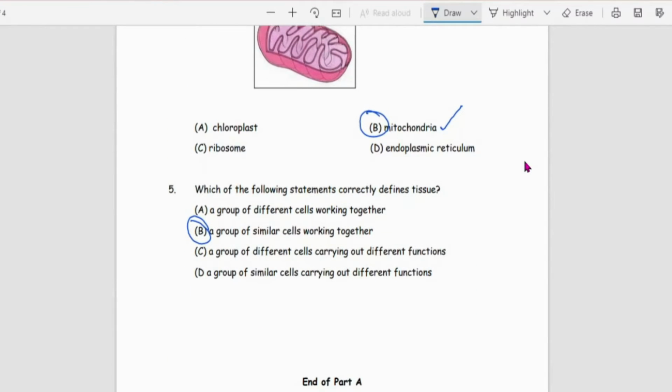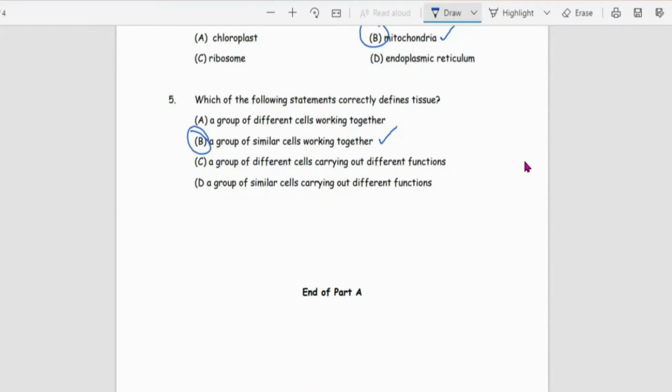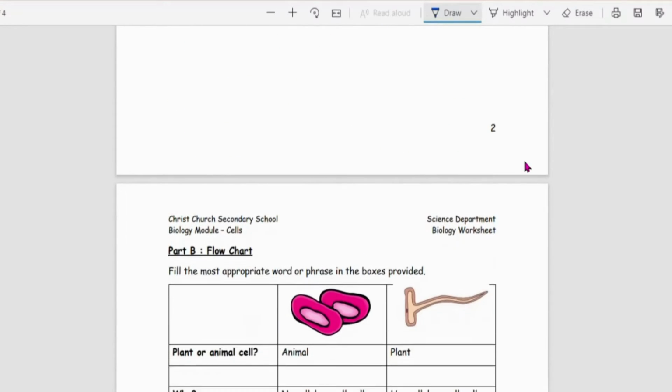Last one, which of these correctly defines tissue? This one is in your notes itself, so I will not go through too much. It's actually option B. Okay, next one, let's go through the flow chart.